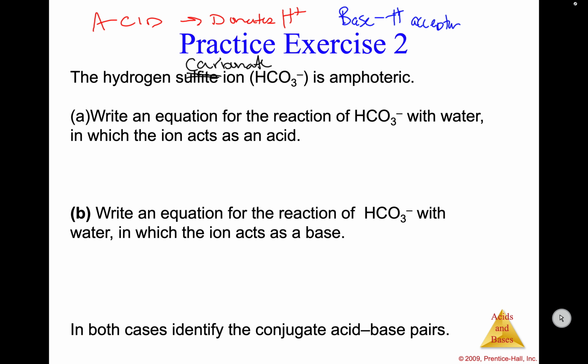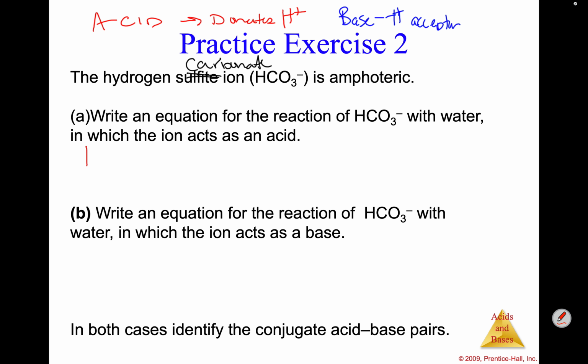You also learned in Interchem and Chem 101 that we can write acids. We learned to name oxyacids by memorizing our oxyanions and neutralizing them with H plus. An oxyanion has negative charges, H plus neutralizes it out, meaning back to 0. So let's start with A. Write an equation for the reaction of HCO3 minus with water in which the ion acts as an acid.